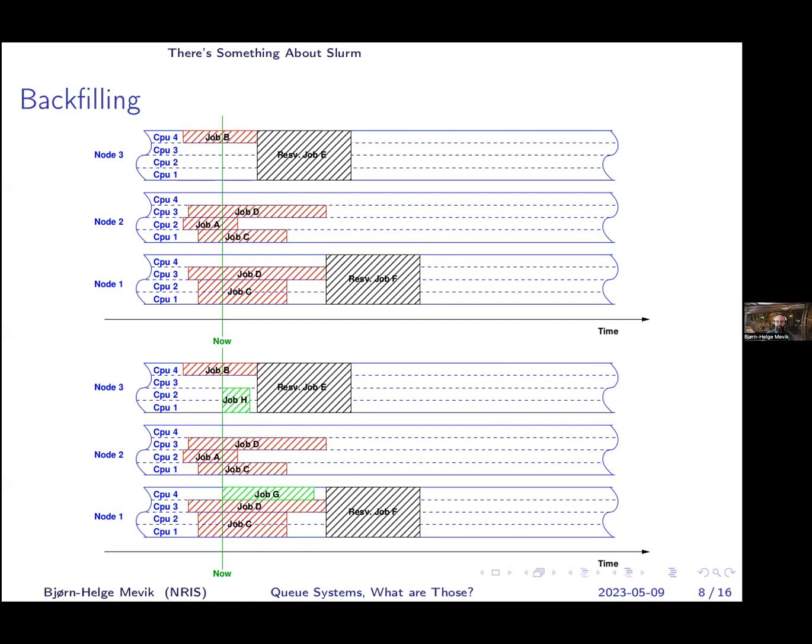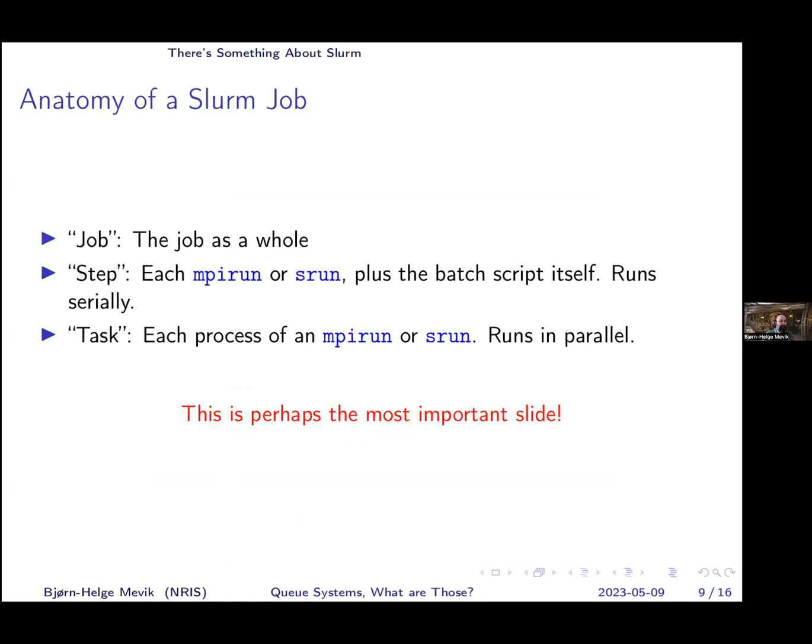So much for backfilling, and let's talk a little bit about some specifics of Slurm that might be different from other queue systems. Well, I think all queue systems have different ways of identifying different types, different parts of a job. In Slurm, a job is the whole thing you submit, the whole job script, and when it runs, everything from start to end and all the CPUs and memory it uses and all the processes it runs, that's the whole job.